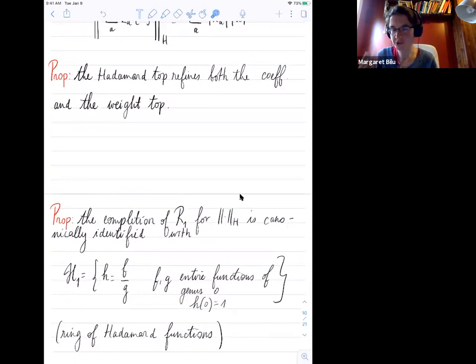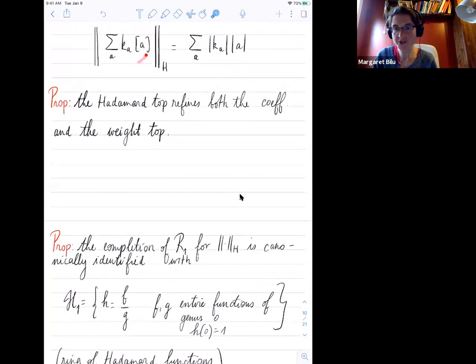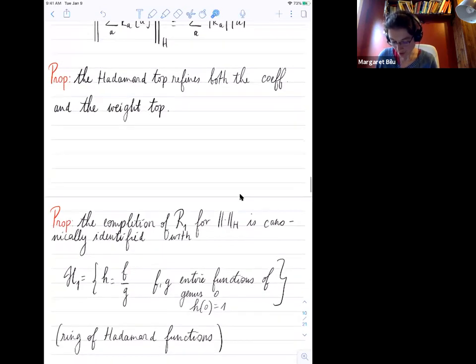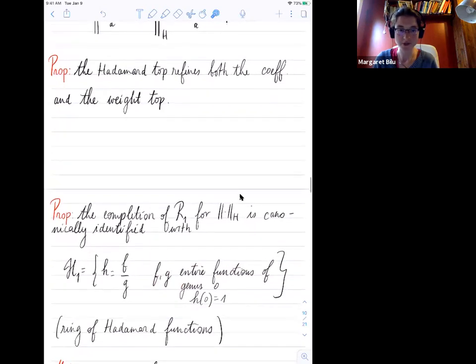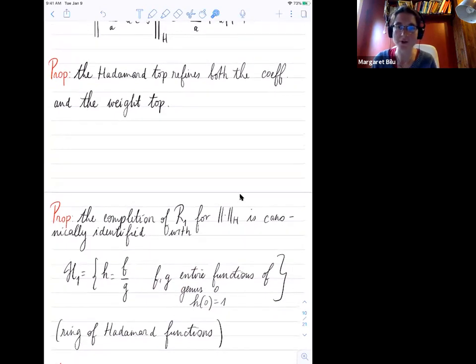so if you think about what the completion should be, it should be all of these discretely supported divisors, such that this sum is finite. But the point is that because of the Hadamard factorization theorem for genus zero functions, it's actually going to be canonically identified, just by sending functions to its divisor again, to what we call the ring of Hadamard functions. So the ring of quotients of entire functions of genus zero which take the value 0 at 1. So yeah, I guess this is also why the topology is called the Hadamard topology.